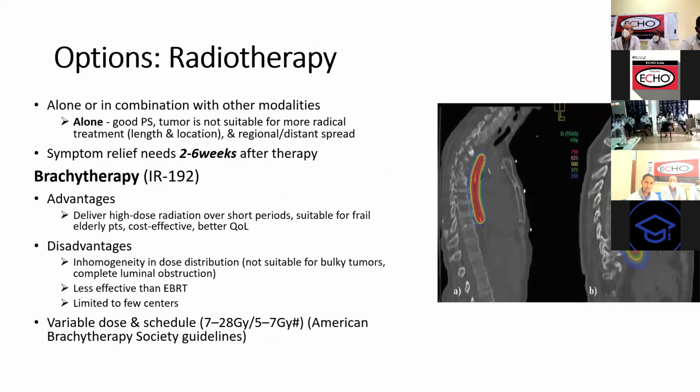So the first option of treatment is radiotherapy. Radiotherapy can be used alone or in combination with other modalities of treatment. When we use radiotherapy, the patient should have a good performance status, and the tumor is not suitable for more radical treatment, because of the length or location of the tumor, and when there is regional or distant metastasis, usually radiotherapy is the preferred mode of therapy in such cases.